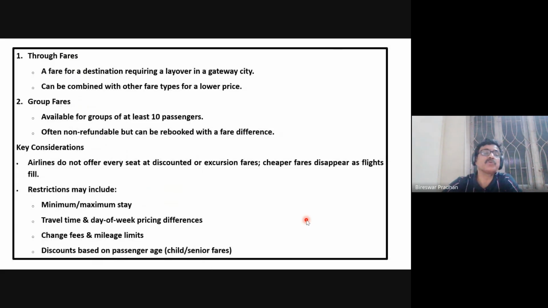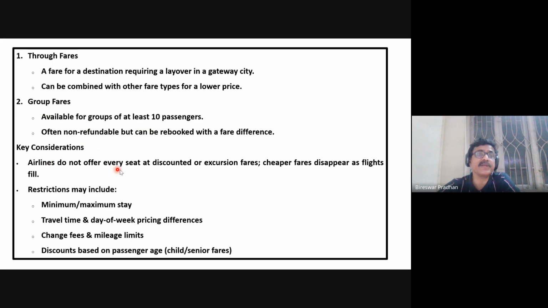Now we are coming to through fares. A through fare is a fare for a destination requiring a layover in a gateway city. When there is a gateway city, there is a fare restriction for this, and it can be combined with other fare types of lower price. And group fares are available for groups of at least 10 passengers. They are non-refundable but can be rebooked with a fare difference.